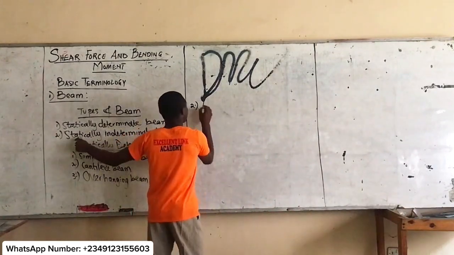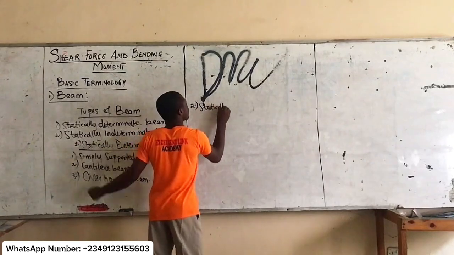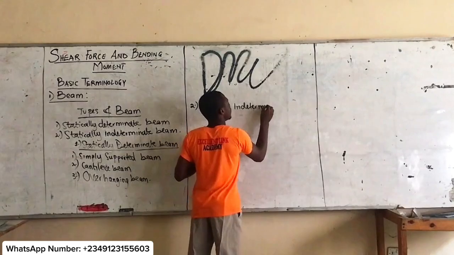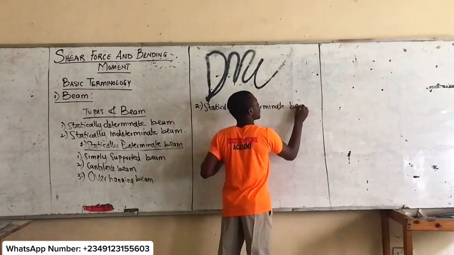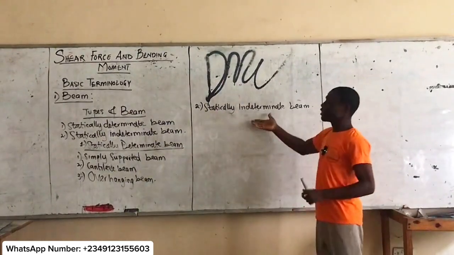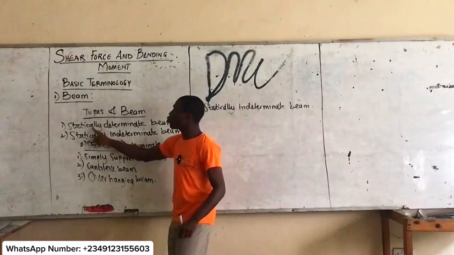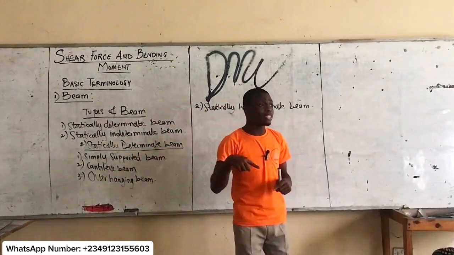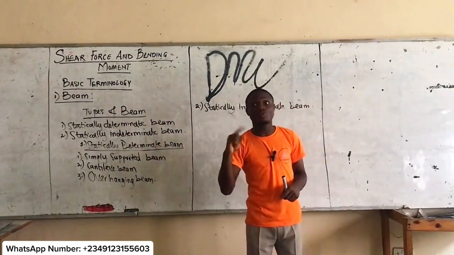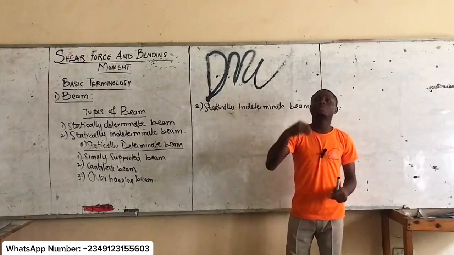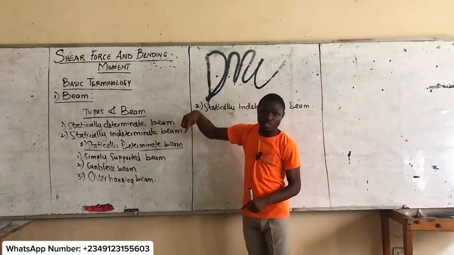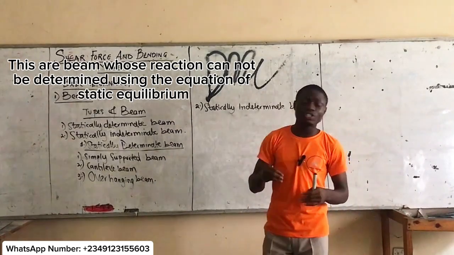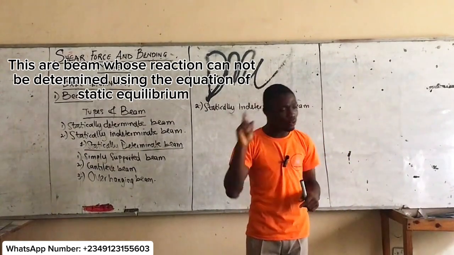Number two, let us discuss the statically indeterminate beam. Definition: I said the determinate one is a type of beam whose reactions can be determined using the equations of equilibrium. This one is the opposite. It is a beam whose reactions cannot be determined using the equations of static equilibrium.